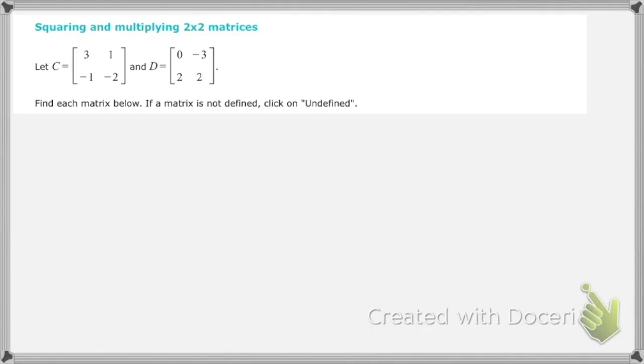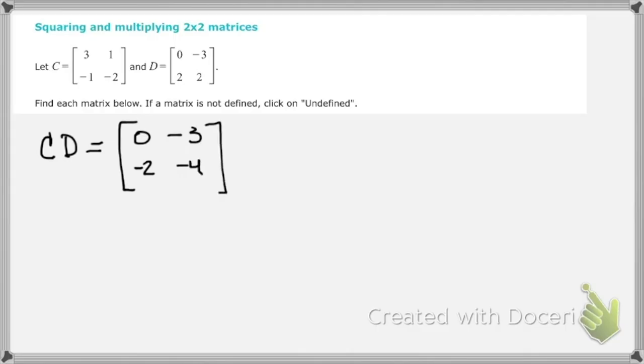Now here we're going to get into matrix multiplication. I'm going to find out what is C times D. And this is not intuitive. So you might look at this and say C times D is going to be 3 times 0 is 0. 1 times -3 is -3, -1 times 2 is -2, and -2 times 2 is -4. But this is not correct. That's not how matrix multiplication works.